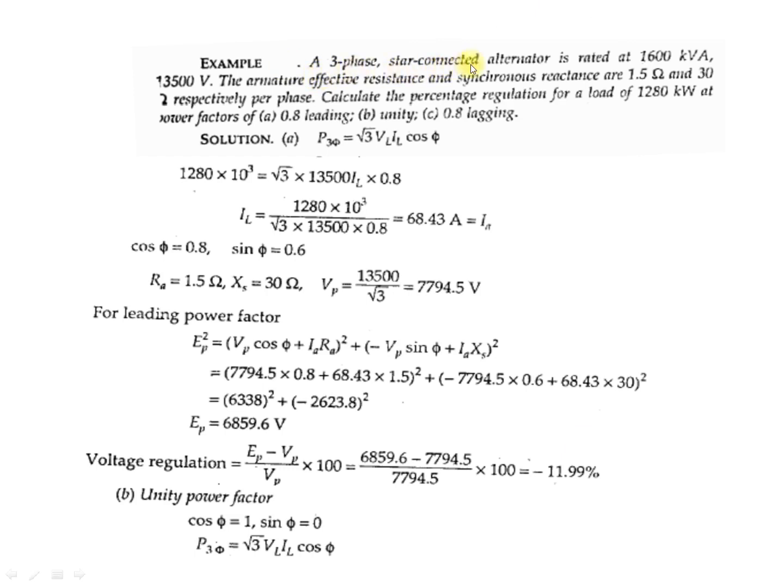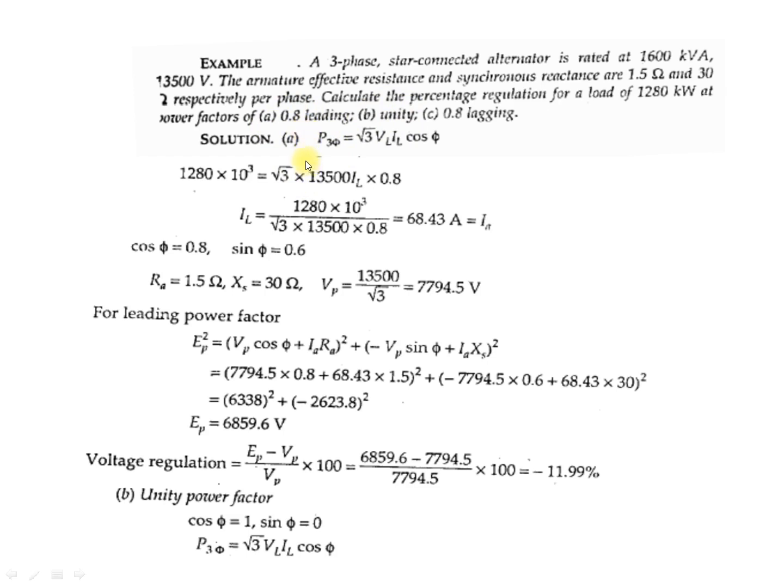A three-phase star connected alternator is rated as 1600 kVA, 13500 volt. The armature effective resistance and the synchronous reactance are 1.5 ohm and 30 ohms respectively per phase. Calculate the percentage regulation for a load of 1280 kilowatt at unity power factor, and also for 0.8 lagging and 0.8 leading.